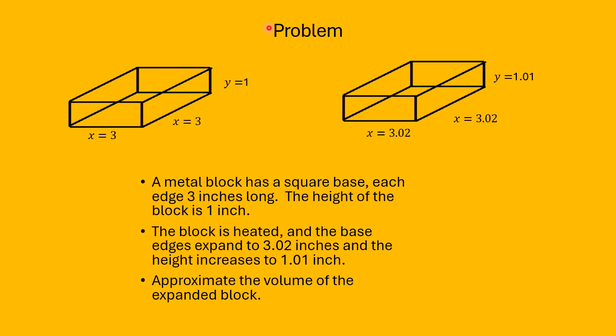As an application, let's look at the following problem. A metal box has a square base, each edge 3 inches long. The height of the box is 1 inch. This is illustrated over here. This side is 3 inches, this side is 3 inches, this height is 1 inch. The block is heated and the base edges expand to 3.02 inches and the height increases to 1.01 inch, as we see in this picture here. Let's use the tangent plane approximation to approximate the volume of this expanded block.